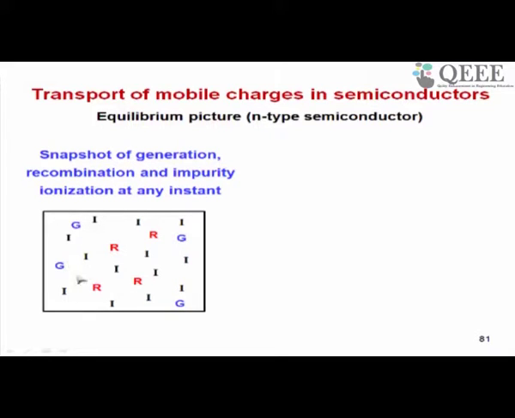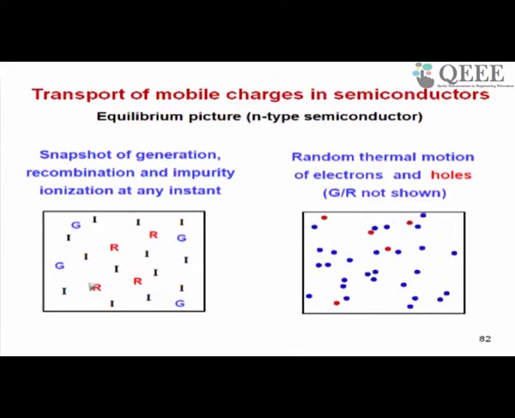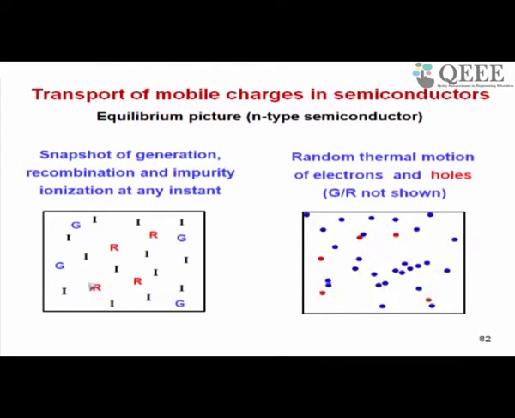At some points you have G, that is generation of electron hole pairs, and at an equal number of places you have R, that is recombination of electron hole pairs. But in a large number of places you have I, that is ionization of the impurity. We are talking about an extrinsic semiconductor. Now let us look at the motion aspect of the same picture. How are these electrons and holes which are created moving? Now this is the picture of movement of electrons and holes which are created.